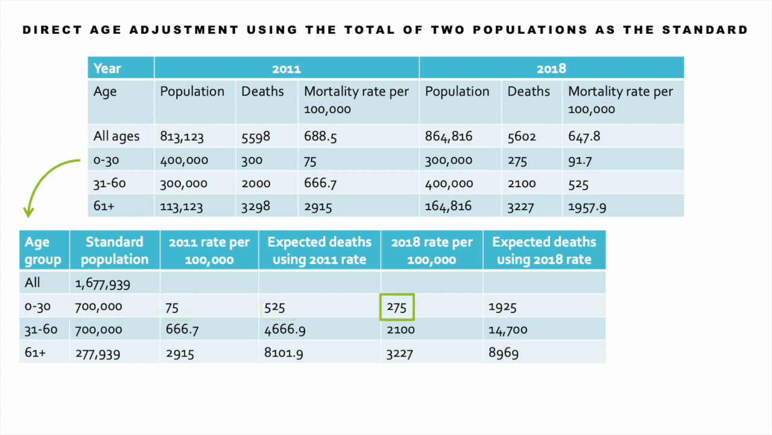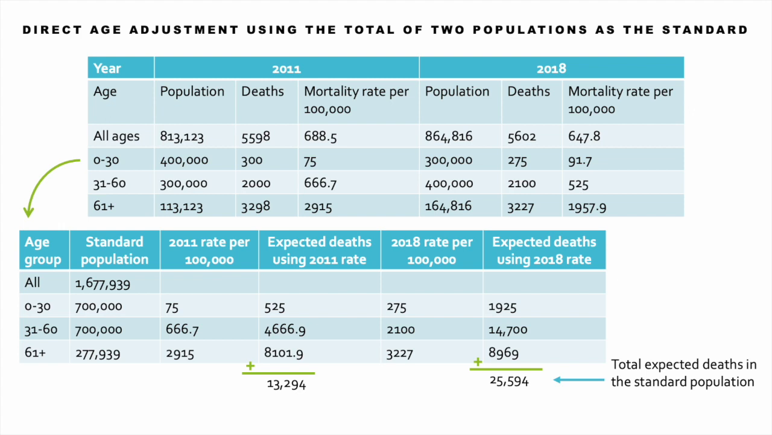We repeat the same process for the 2018 mortality rate per 100,000, multiplying by the standard population for each age group and dividing by 100,000 to get the expected deaths using the 2018 rate. Then we add up the expected deaths using the 2011 rate and the same for the 2018 rate, and that gives us the total expected deaths in the standard population.